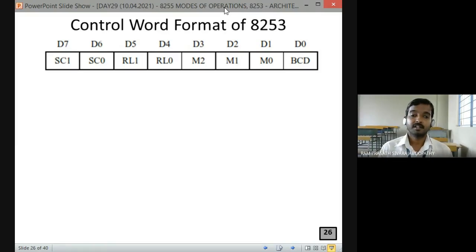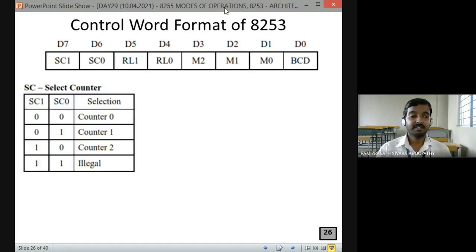But in the control word register, you are going to write an 8-bit word so that you are going to configure the counter mode of operation. Correct? So now, SC1, SC0 is for select counter. What are the possibilities to select a counter? You can use that address only for writing the count value. But to configure the counter, you have to select the counter here in the control word. Correct? Yes. So SC1, SC0 is select counter.